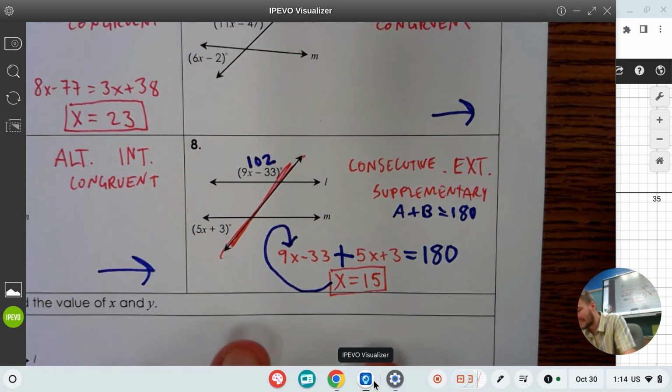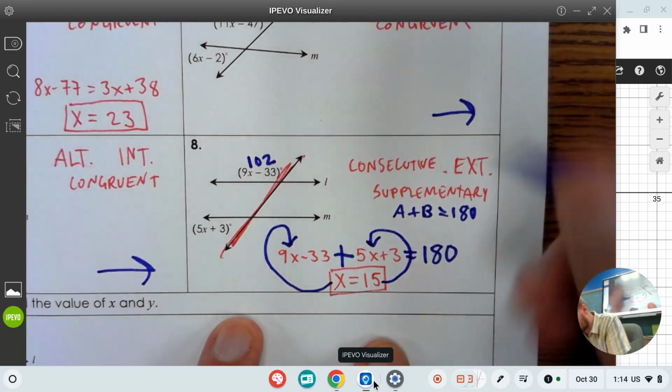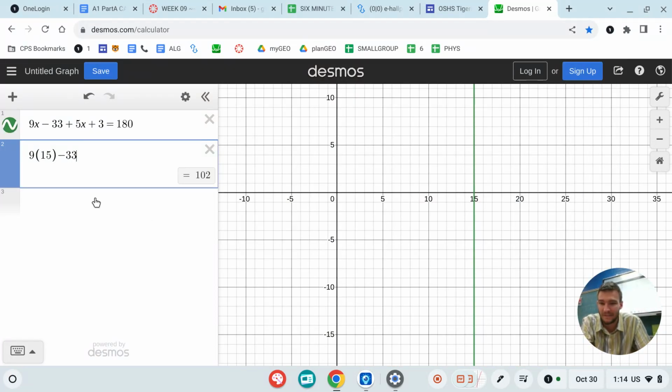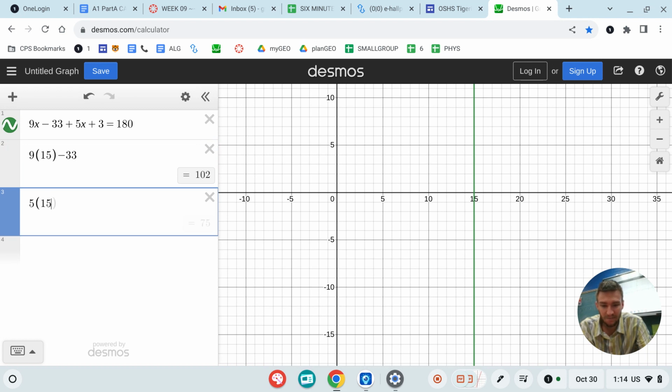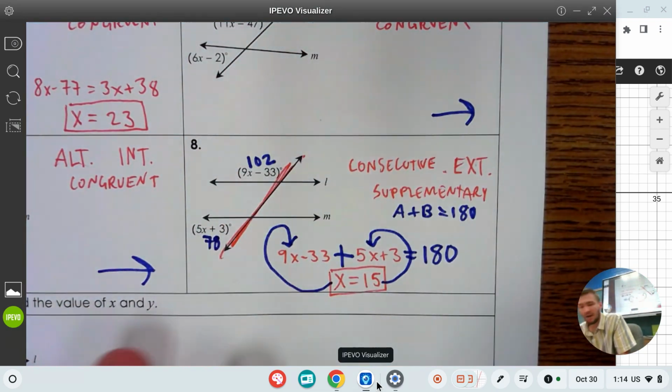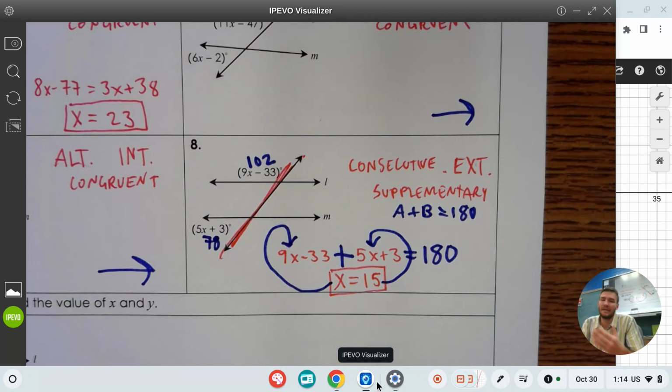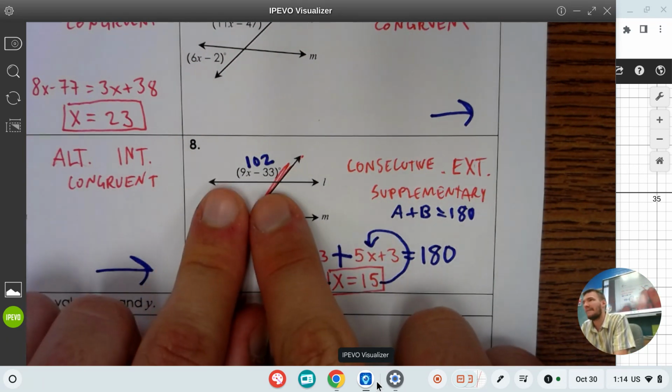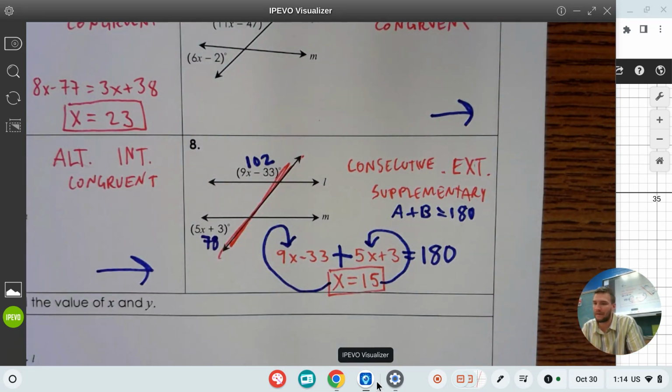But the other one's not going to be 102. If I put 15 into here, 5 times 15 plus 3, 78. So that means that this one is going to be 78. Of course, you don't have to technically plug in 15 to both, because once you have one, you can just do 180 minus 102, and you can figure out the other one.